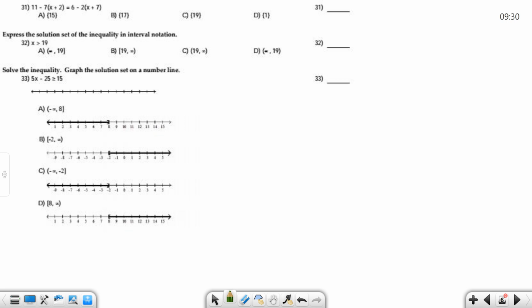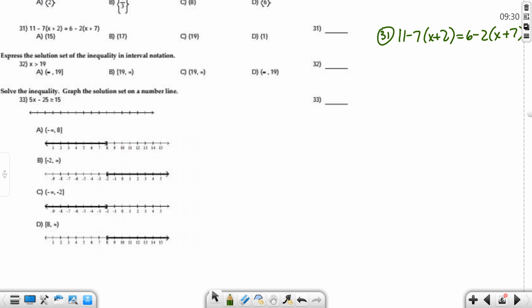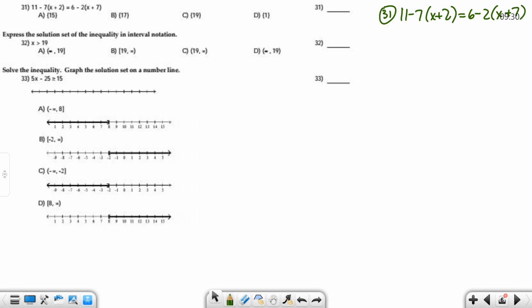So here on 31, we have 11 minus 7, and then parentheses, x plus 2 equals 6 minus 2, parentheses, x plus 7. And I wrote over the clock, and I don't like that, so I'm moving the whole thing down. That was a mistake. So I'm just going to have to undo everything because I messed up.